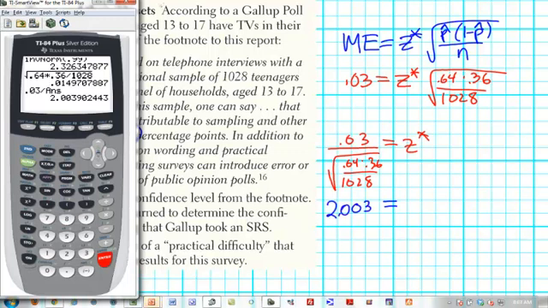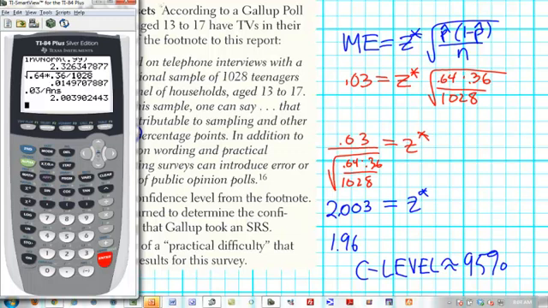2.003. Now, that z star value is really close to 1.96. The z star value is associated with a 95% confidence interval. I'm going to say that the confidence level in this question is approximately 95%. If we wanted to, we could take this value, find the percentile, and calculate it exactly. But for all reasonable purposes, this is a 95% confidence interval.